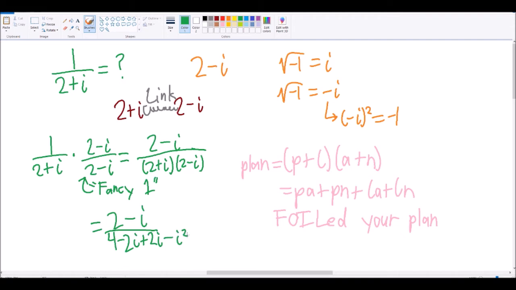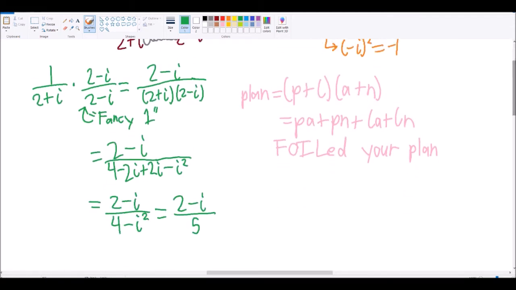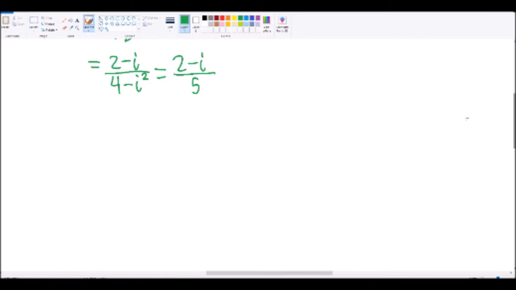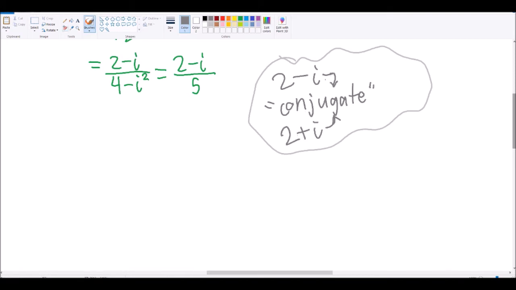And we know what i squared is. It's -1. And there's our answer: 1 divided by 2 plus i is (2 minus i) divided by 5. Let's give this 2 minus i a name. How about conjugate, since it seems to be an alternate form of basically the same thing, just like how verb conjugations are just alternate forms of the same verbs. And since it's still a complex number, 2 plus i and 2 minus i are complex conjugates.